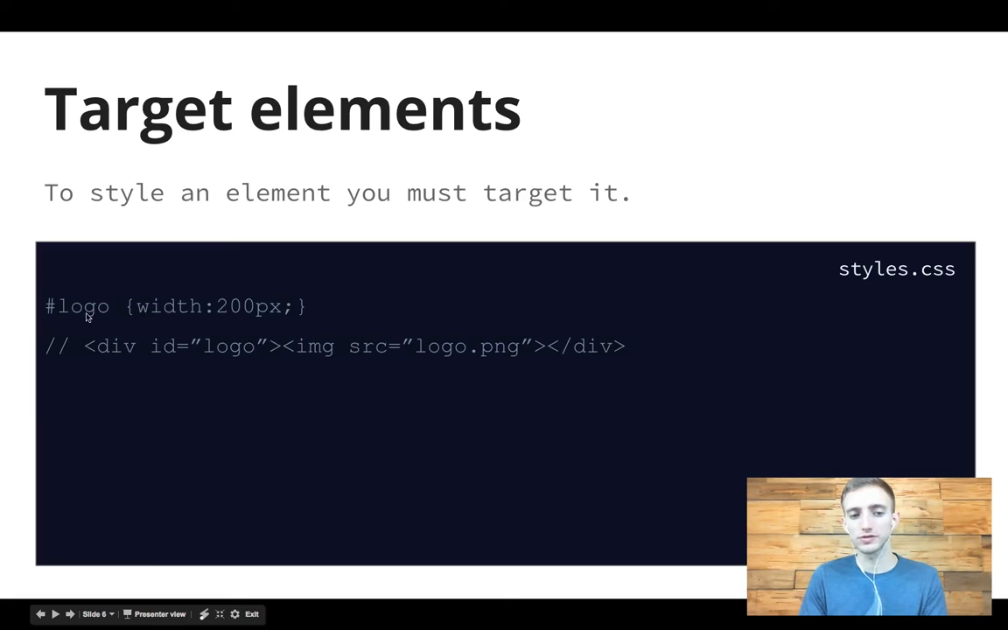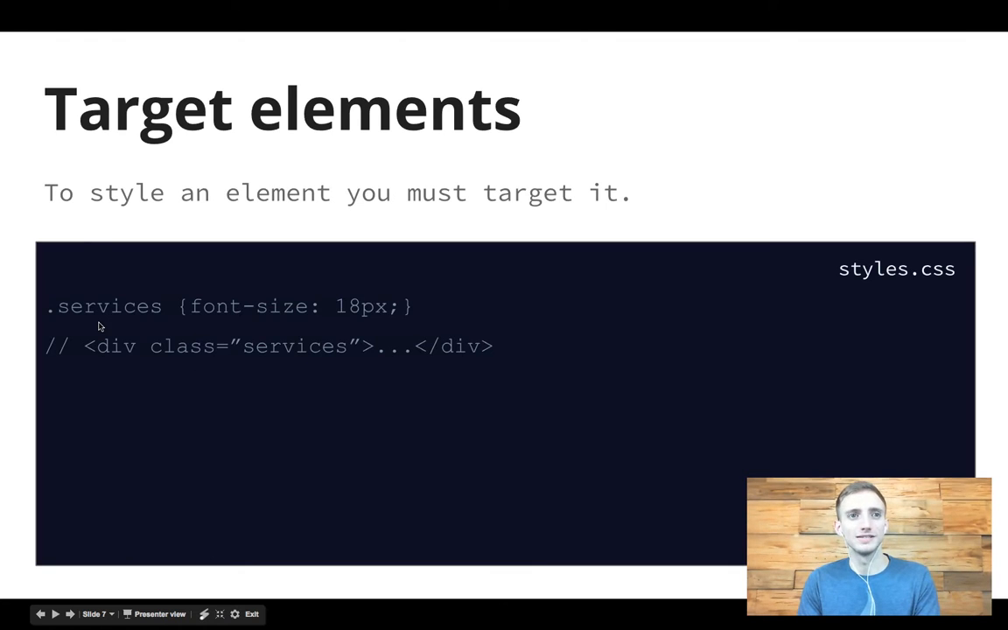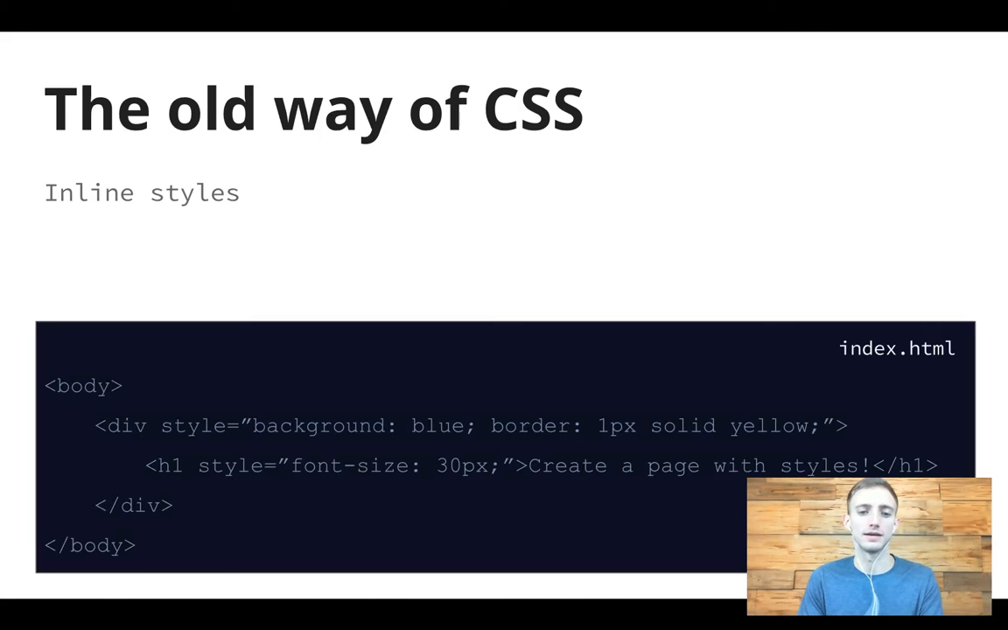We're going to reference the logo by a hash of logo, and then you can move forward. With classes, we have the .services, and that's going to have a font size of 18 pixels. The way this looks in HTML is class equals services inside of quotes, and then everything inside will have a font size of 18 pixels. This element you can have multiple times. As long as any element has a class of services, it'll have a font size of 18 pixels. So that's really handy and helpful.